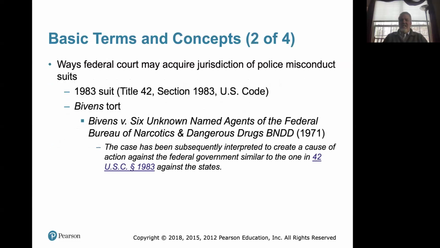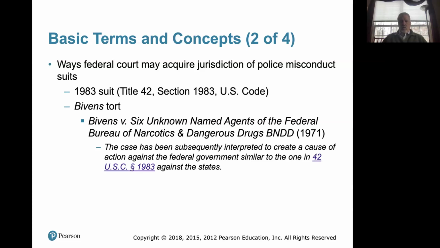There are what are called 1983 suits. I think it's a little further on, but I'm just going to say it real quickly. 1983 suits came about when the Ku Klux Klan was active, and the actions of the Ku Klux Klan were sanctioned or approved of by the local government or the state government.